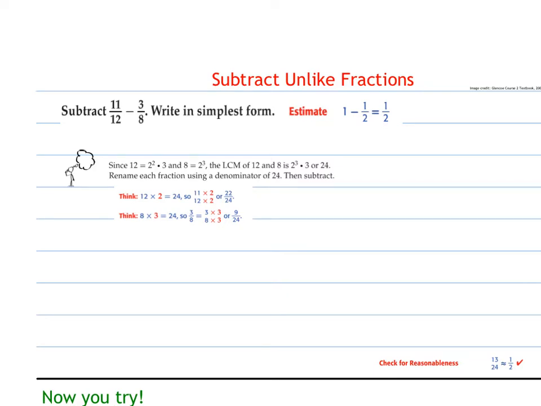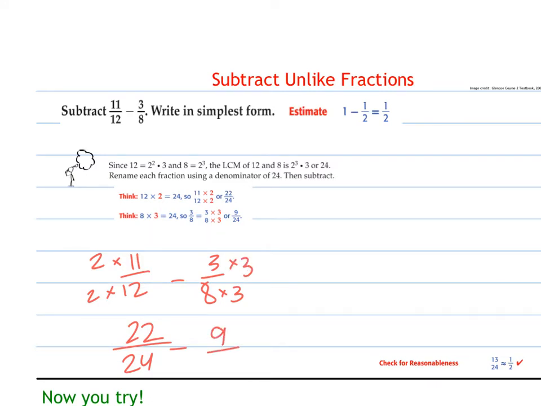I know that they can both multiply into 24. So I'm going to multiply 12 by 2. Whatever I do to the denominator, I have to do to the numerator. So this would be 22 over 24, and we're subtracting. Multiply this side by 3, which would be 9 over 24. 22 minus 9.